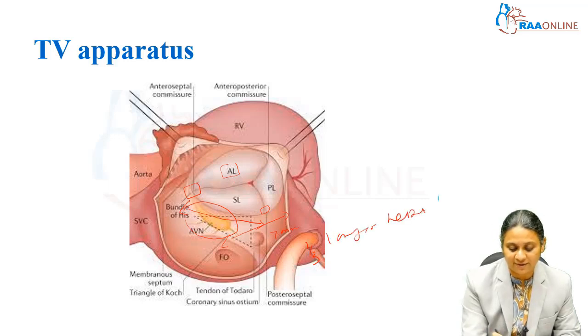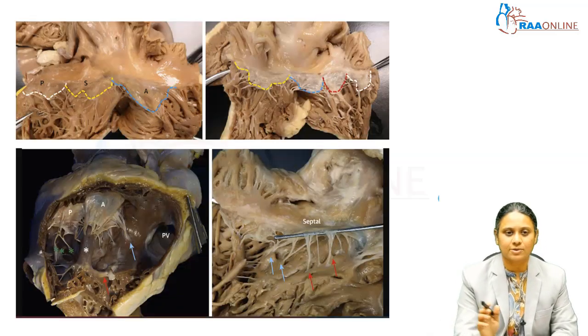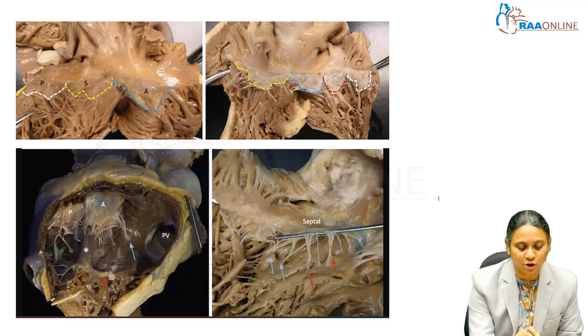So these are the 3 valve leaflets. Like any other valve, it is supported by a subvalve apparatus, which we can see here. You can see the normal structure of the tricuspid valve here, the 3 leaflets, anterior, septal and posterior leaflets. Here it is a congenital variant, quadricuspid tricuspid valve.